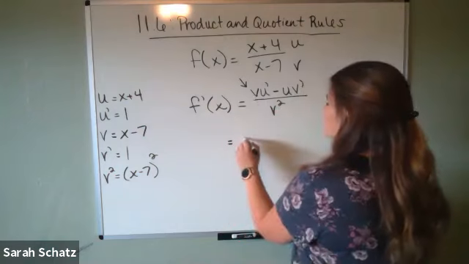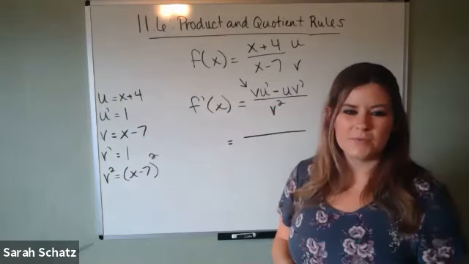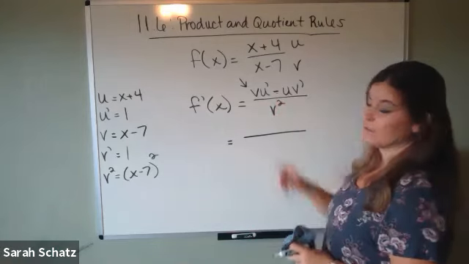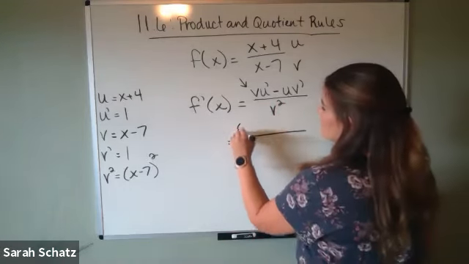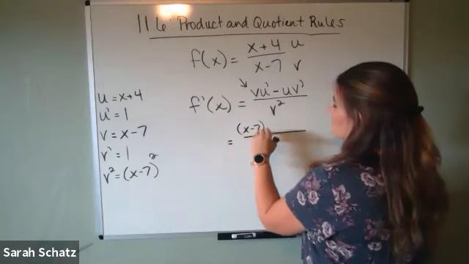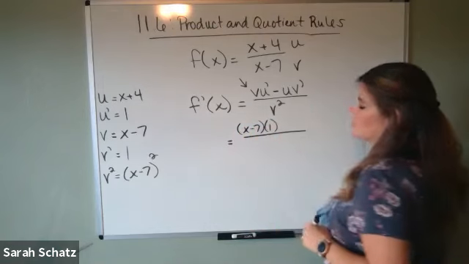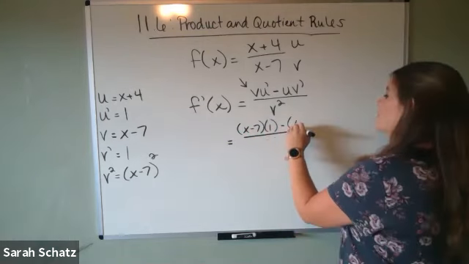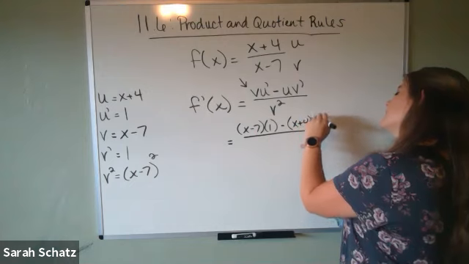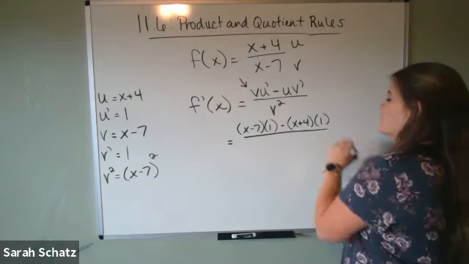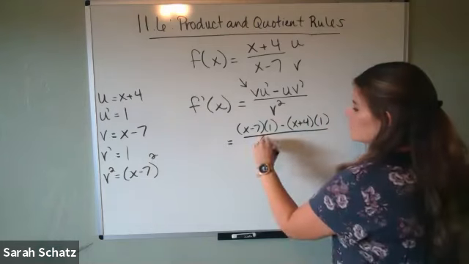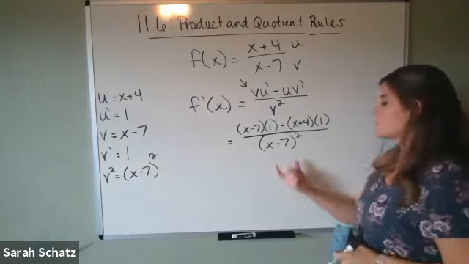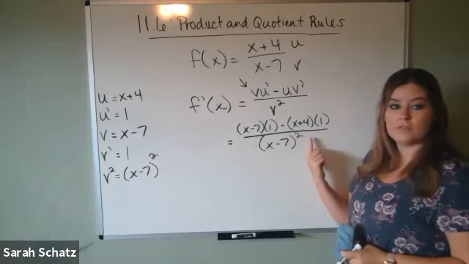So original v comes first. Make sure you use parentheses when necessary. Minus is necessary. So original v is x minus 7 times the derivative of u, which is just 1, minus original u times the derivative of v, which is also just 1, over v squared. I'm just going to write that as x minus 7 squared. Make sure that this is in parentheses if you're going to just write it like this.